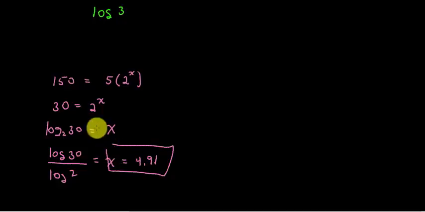And you can try it. You could put it in the original equation, 2 to the power of 4.91. You'll be very, very, very close to 30. The only reason you'll be off is because we rounded. Now let me just show you that there's another way, though, that we could have done this.